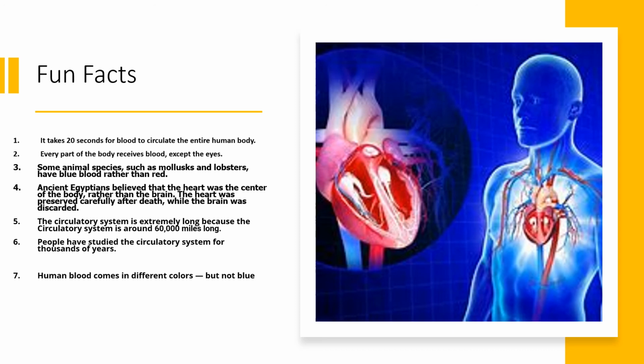Oh. Number 4, ancient Egyptians believed that the heart was the center of the body rather than the brain. The heart was preserved carefully after death while the brain was discarded. Ooh. Number 5, the circulatory system is extremely long, around 60 miles long. Whoa! Number 6, people have studied the circulatory system for thousands of years. Whoa! Number 7, human blood comes in different colors but not blue.